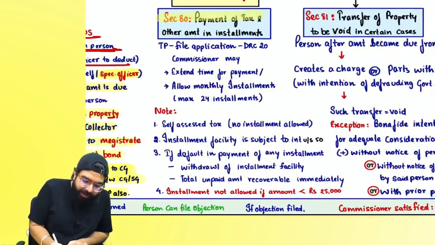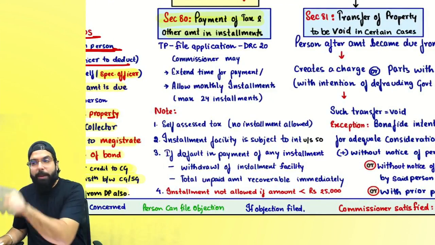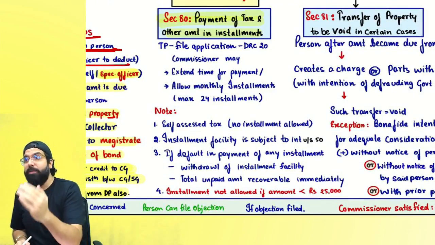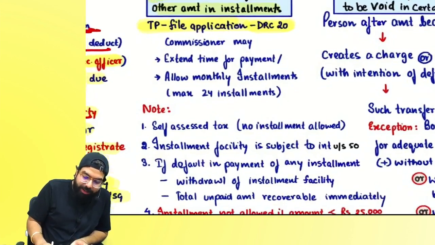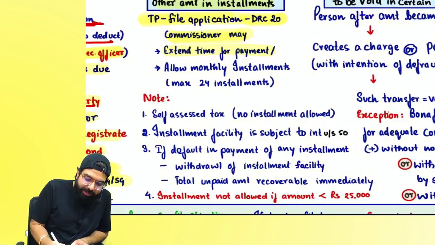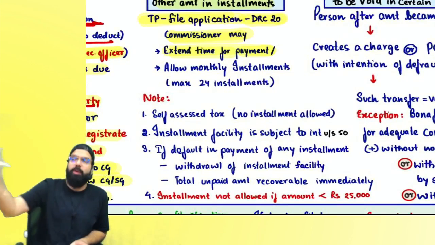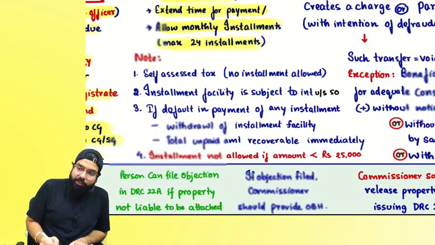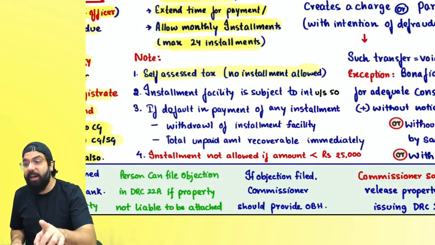The next one over here is section number 80. Sir, section number 80 says, if an amount became due from you and you say, sir, I don't have money, go to the officer and tell him, sir, sorry, please give me an installment. The taxable person can file an application in DRC-20, and the commissioner can extend the time limit for payment. Deferred payment: they can give you 1 or 2 months extra time, or they can allow 24 months of installments. Self-assessed tax: sir, you self-assessed your tax. For that, direct recovery is there.